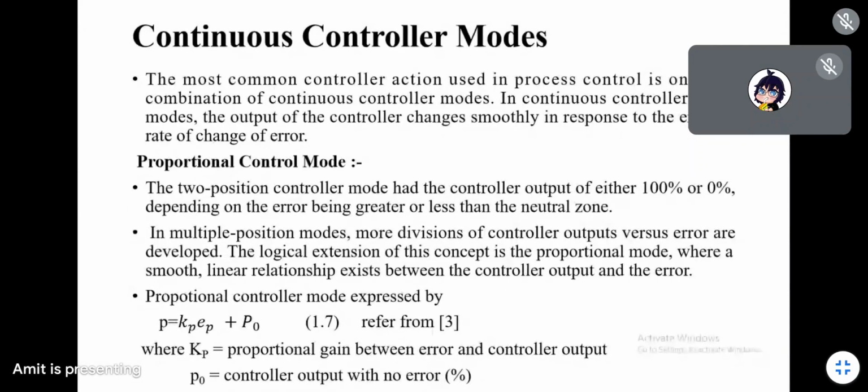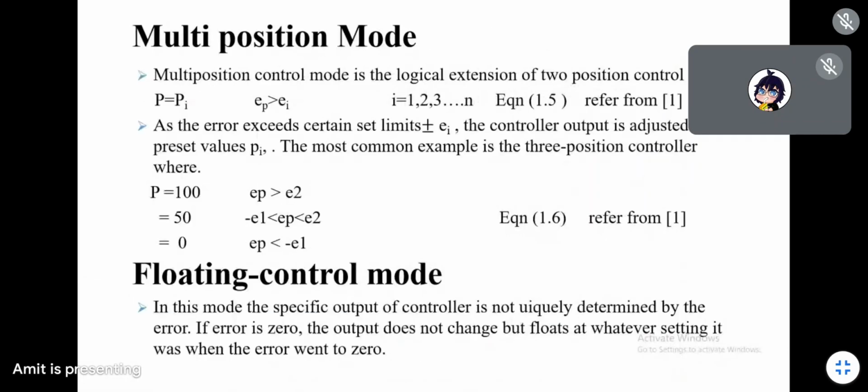So what happens in your continuous control mode? Basically it is very simple. In discontinuous mode, for an error band, your control output is specified, like in multi-position. So if the error band is in this range, the controller output is 0%, then it is 50% in this range. When the error is greater than E2, it is 100%.